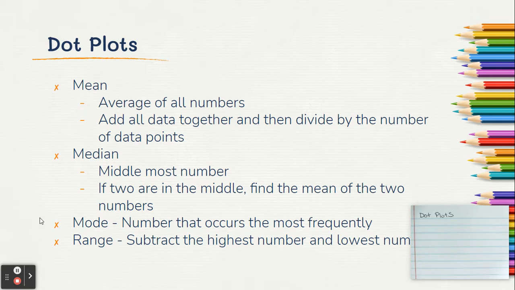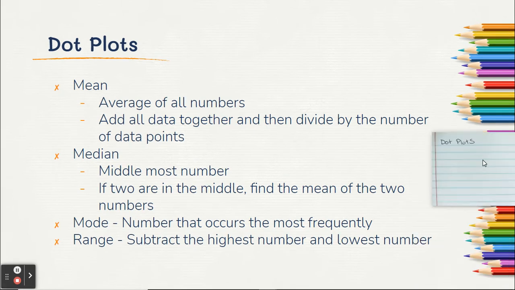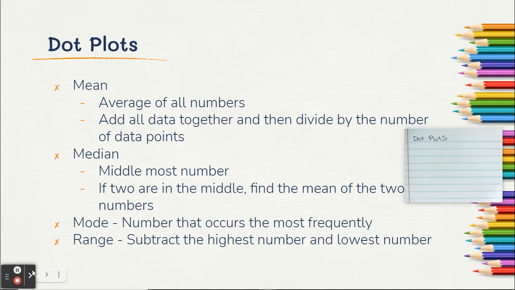I need to count from the two outsides all the way in and find the middle number. If there are two in the middle, which happens with an even number of data points, then you need to find the mean of those two numbers in the middle. The mode is the number that occurs the most frequently, so which one has the most dots on it? And for the range, we subtract the lowest number in the data set from the highest number, and that gives me the range.